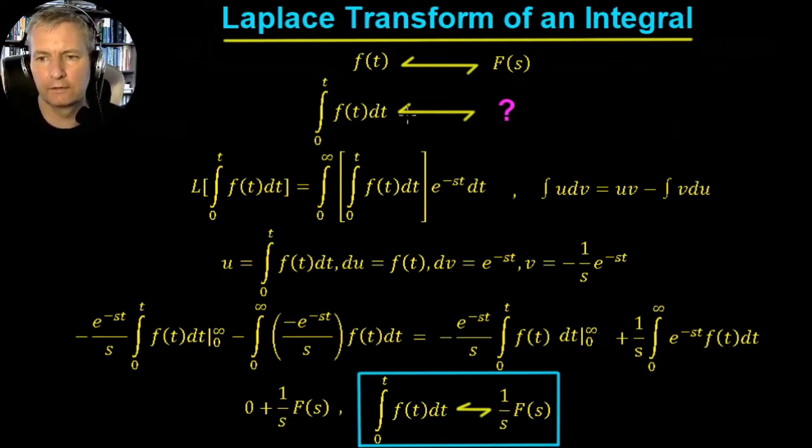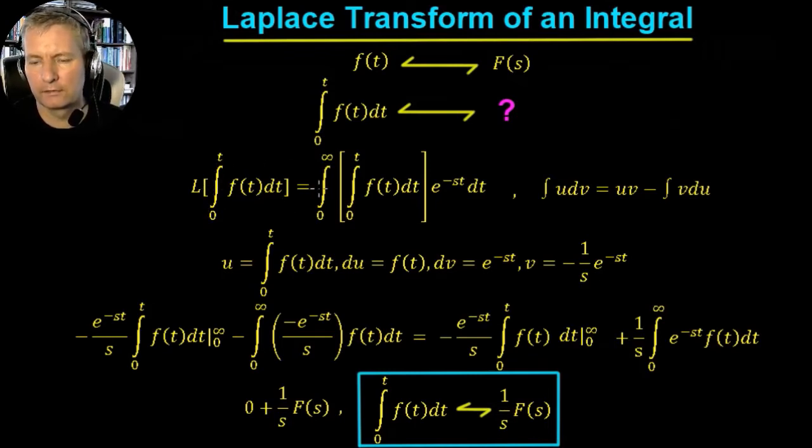So let's say we had a function f of t, and when we did the Laplace transform it gave the function F of s. So we're interested in what happens to the integral from 0 to t of f of t dt when we Laplace transform it, what we're going to get here. So we'll just work through the Laplace transform. So it's the Laplace transform of the function. Well, our function is just the integral from 0 to t of f of t dt.